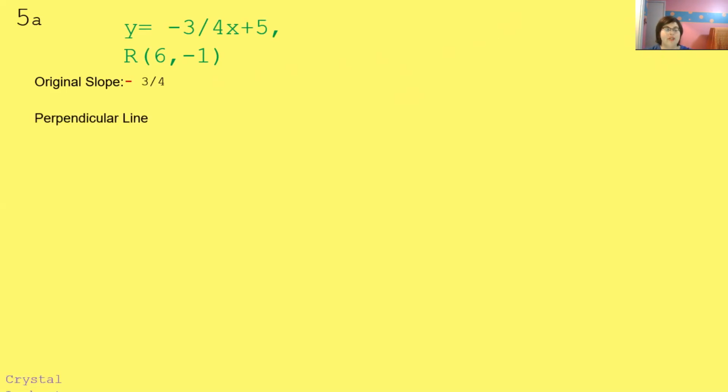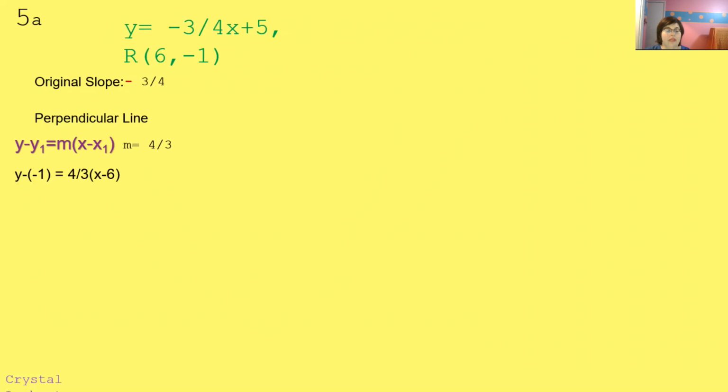So we know our original slope is negative 3/4 because whatever is before the x is our slope. So we use the formula y minus y1 is equal to the slope times x minus x1. This time, when we're looking for our perpendicular line, we use the opposite reciprocal. So since the first one was negative, we're using the opposite. It's positive. Then the reciprocal of 3/4 is 4/3. So we're going to take our original point and plug in our y1 and our x1.